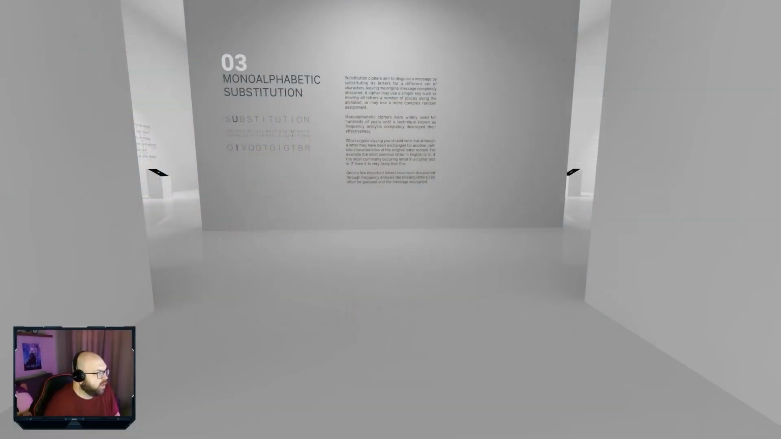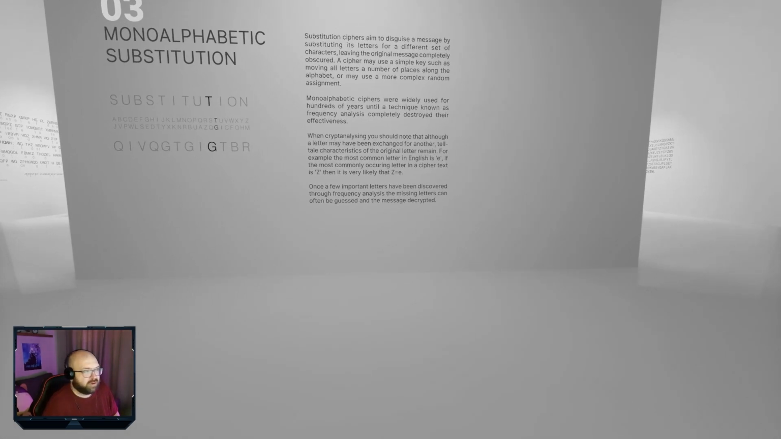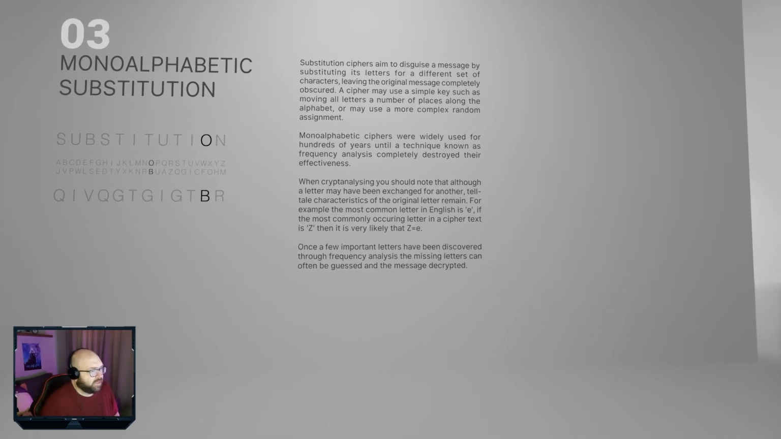Enjoy, guys. Right, so here we are in front of room number 3, the monoalphabetic substitution. I forgot the substitution part, so let's read about it. Substitution ciphers aim to disguise a message by substituting its letters for a different set of characters, leaving the original message completely obscured. A cipher may use a simple key, such as moving all letters a number of places along the alphabet, or may use a more complex random assignment.